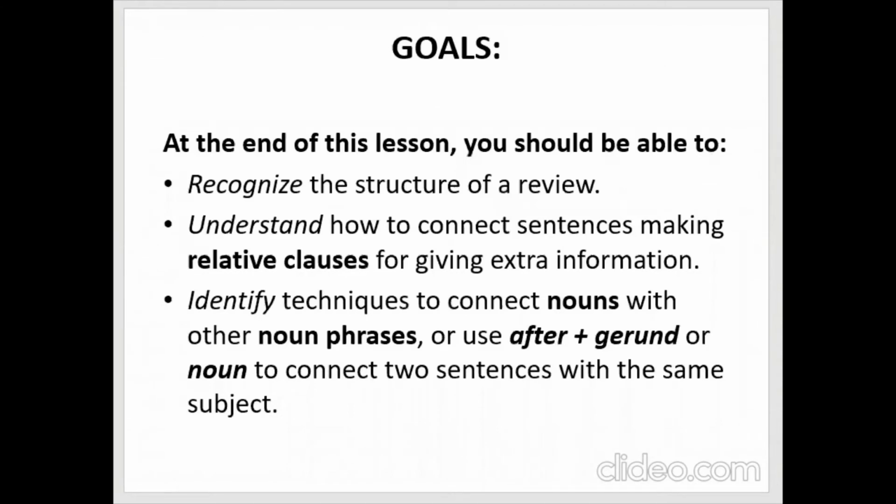At the end of this lesson, you will be able to recognize the structure of a review, understand how to connect sentences making relative clauses to give extra information, and identify techniques to connect nouns with other noun phrases, or use after plus gerund or noun to connect two sentences with the same subject.